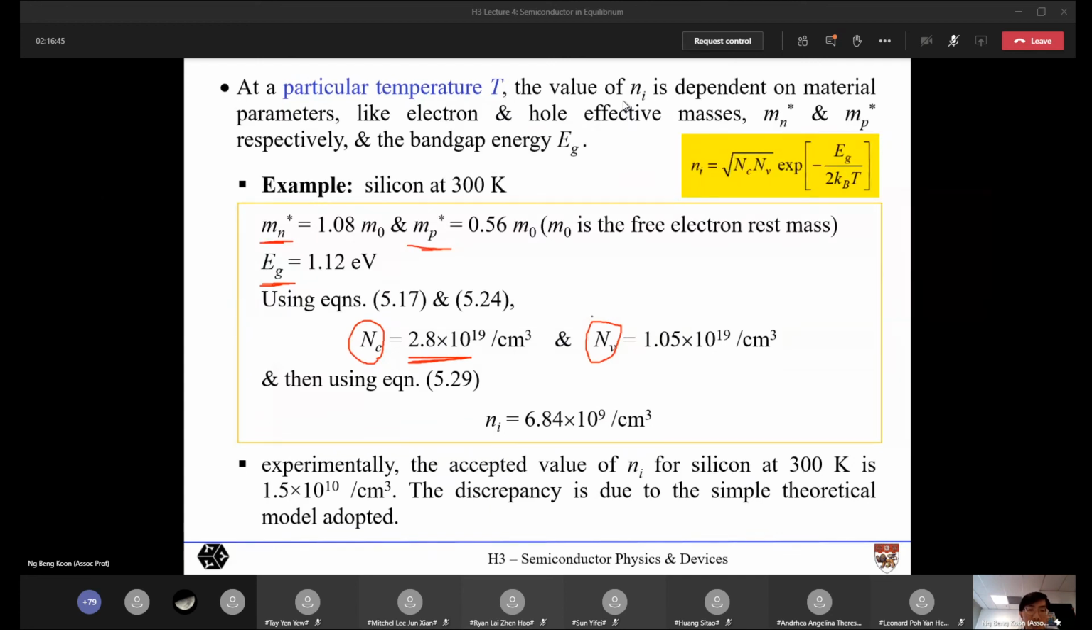Okay, so for NC, you should get 2.8 by 10 to the power 19. For NV it is 1.05 by 10 to the power 19. And using the expression for intrinsic carrier concentration, you should get a value of about 6.84 by 10 to the power 9 per cubic centimeter. In fact, this is very close to the experimentally determined value of 1.5 by 10 to the power 10. This slight difference is due to the simple theoretical model used to arrive at the equation. But generally speaking, the values are quite close.